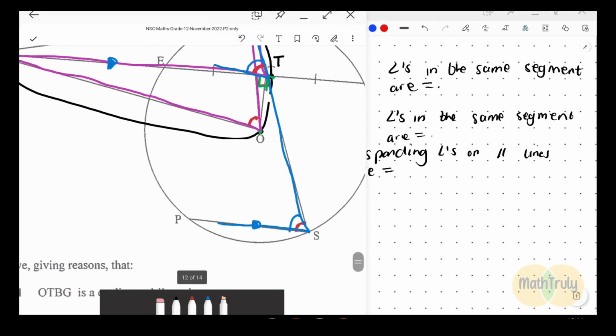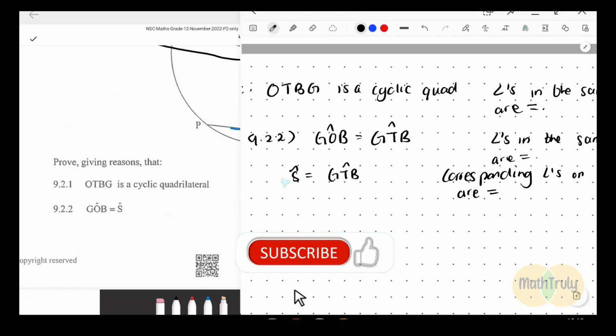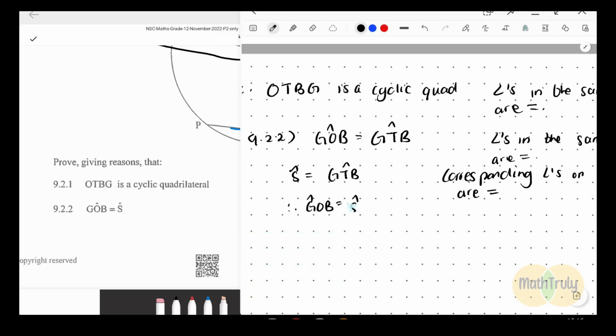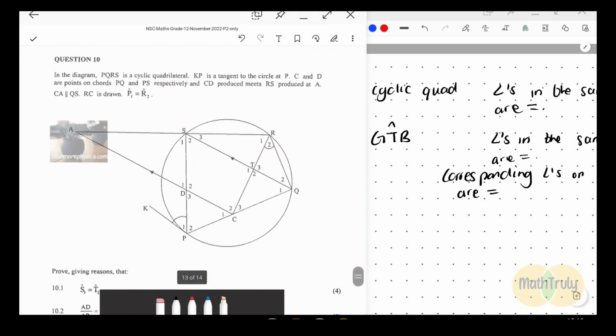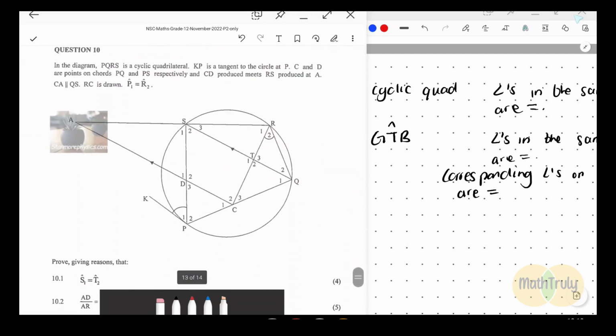Okay, now that we have that down, since they're both equal to the same thing, they're now both equal. So angle GOB is now equal to angle S. So that is that question. Question 9 done. Now we move on to question 10.